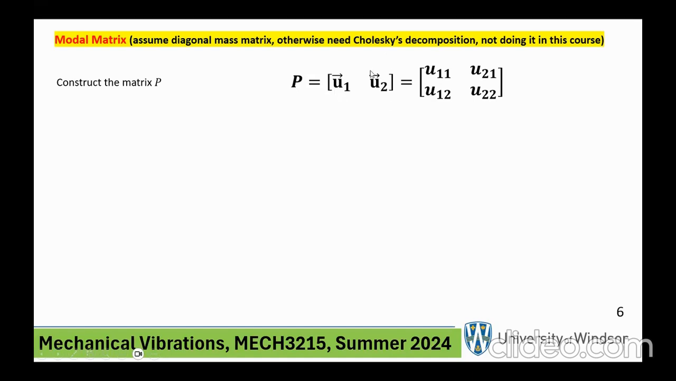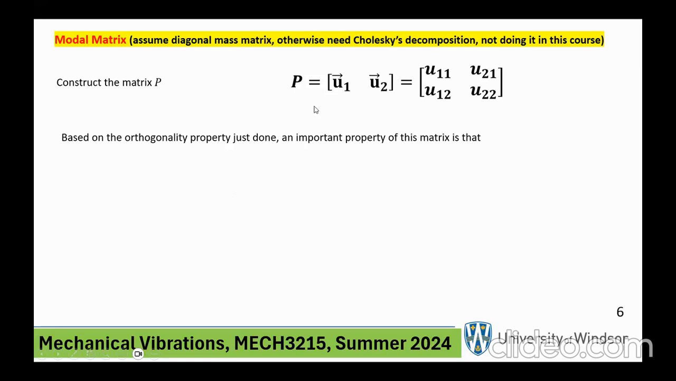Suppose I take these two and put them in the columns of a matrix, and that matrix P, I'm going to call the modal matrix. Because this is a 2-degree of freedom system, this is a vector of two components, and this is a vector of two components. So this first column is that, and this second column is this. Put them in the 2x2 matrix, and this is called the modal matrix.